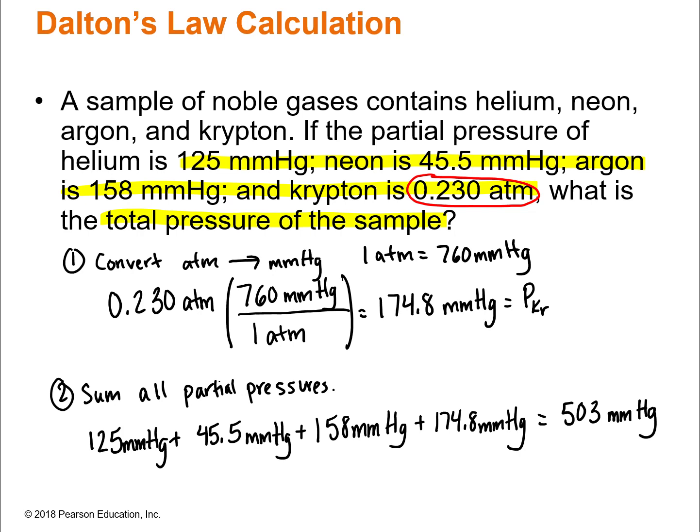The other thing I want to caution you against, or remind you of, is that let's say you didn't have to do a conversion and you just had everything in millimeters of mercury and you add them up. Don't forget about the rules for adding and subtracting when it comes to partial pressures. So refresh yourself on addition and subtraction sig fig rules.